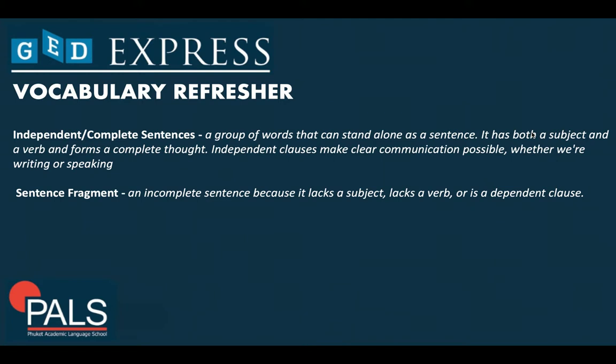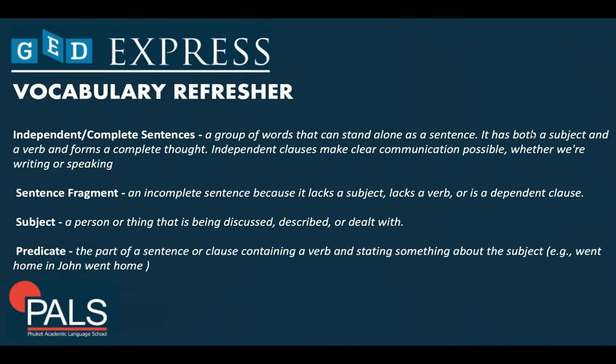A sentence fragment then is an incomplete sentence because it lacks a subject, lacks a verb, or is a dependent clause, or just completely does not make sense at all. A subject is a person or thing that is being discussed, described, or dealt with. A predicate is the part of a sentence or clause containing a verb and stating something about the subject.